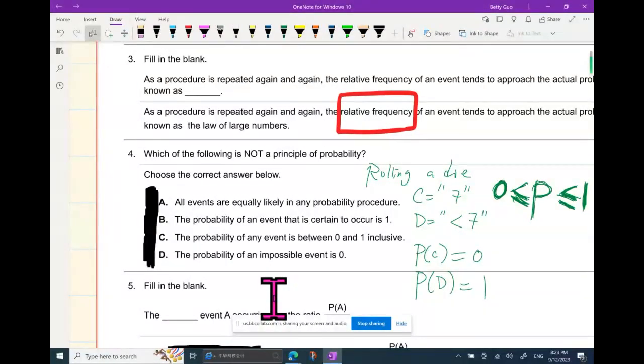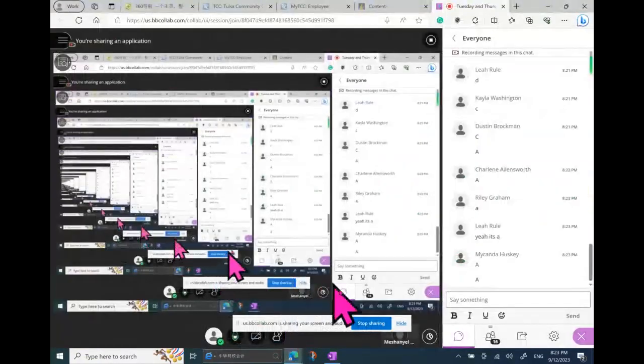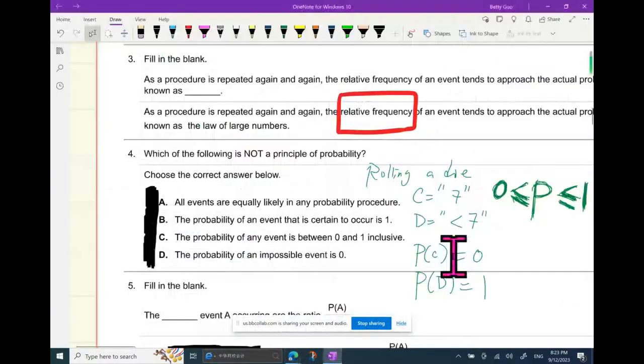A says all events are equally likely in any probability procedure. B says the probability of an event that is certain to occur is 1. C says the probability of any event is between 0 and 1 inclusive. D says the probability of an impossible event is 0. Great. Perfect. Not always equally likely, right?